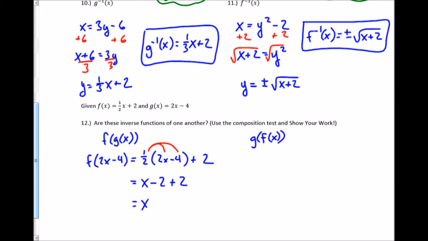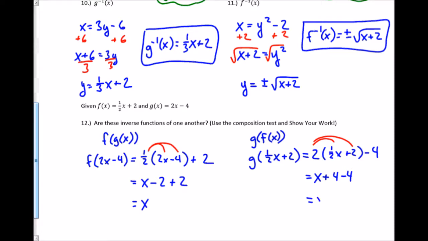And it's not enough to just do this composition. I have to check the other one also. So I do g of f of x. If I plug an x into the f function, that's a 1/2 x plus 2. And now I'm going to plug that whole thing into my g function. So I plug the 1/2 x plus 2 in. And now I simplify. I want to see if I end up with an x again, so I distribute. That gives me an x plus 4. I combine like terms, and I get an x.